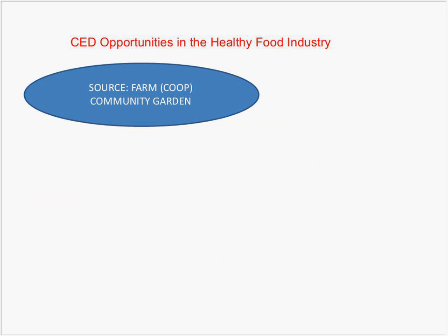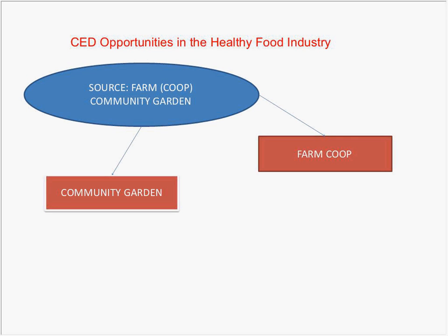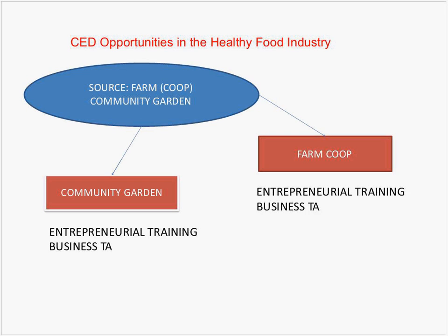So starting from the source, you've got co-ops, you've got a farm that provides the food materials, and it could be a co-op. Community gardens are another resource that are being tapped to bring fresh foods into markets. So it could come from a farm or co-op or from a community garden. These are some of the CED programs that you can provide.